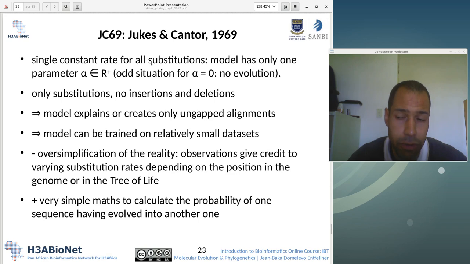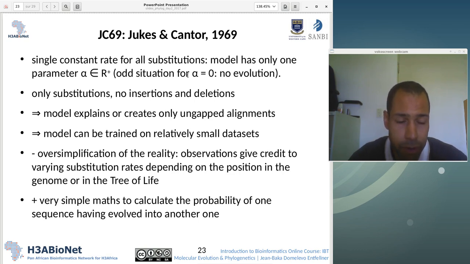So all mutations from one nucleotide to another occur according to the same rate. And this rate is commonly known as alpha. Alpha is a positive number, and it wouldn't be really useful to have an alpha equal to 0. It means no evolution. A nucleotide A would remain indefinitely an A, and there would be no mutation. So alpha is strictly bigger than 0.